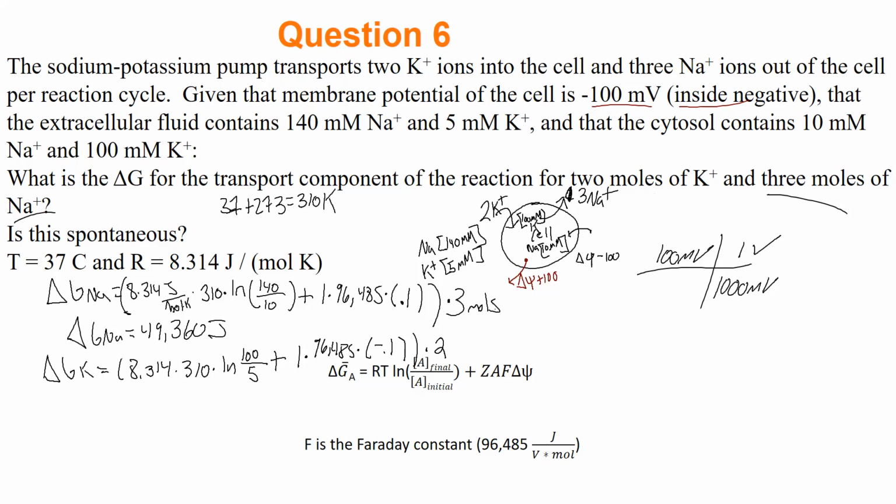And let me do that. And when you multiply everything by 2, I got the delta G for potassium is negative 3847 joules. And I'm just going to double check my numbers here.